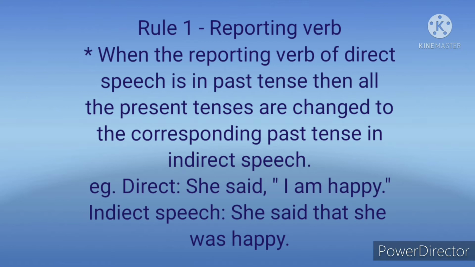Here which is the reporting verb? Said. This is past tense. Since this reporting verb is past tense, the reported verb inside the quotation will also be changed into past tense. Okay. So the indirect speech sentence is, she said that she was happy. "Am" is changing into "was," past tense. Why? Because the reporting verb "said" is past tense and that's why the reported verb also changes into past tense.